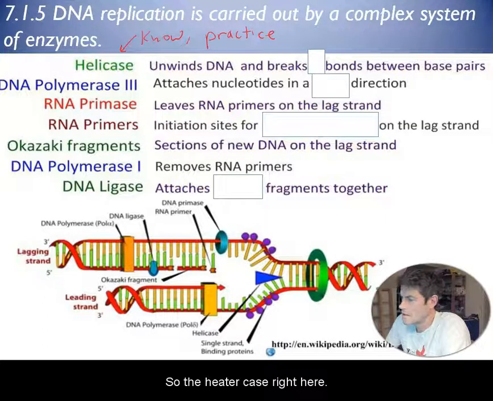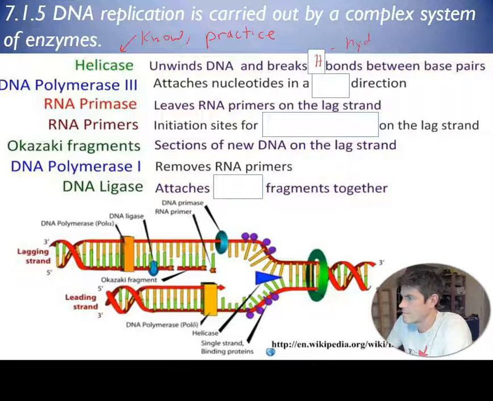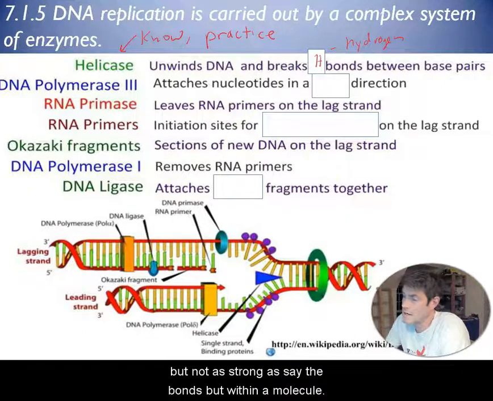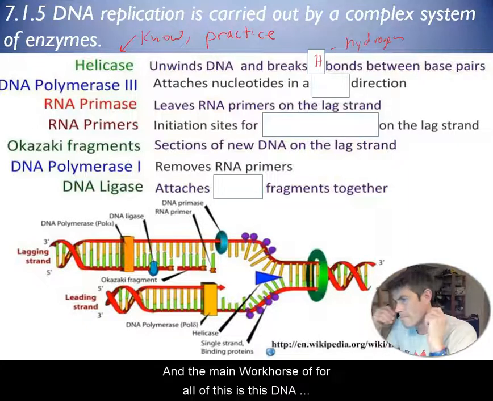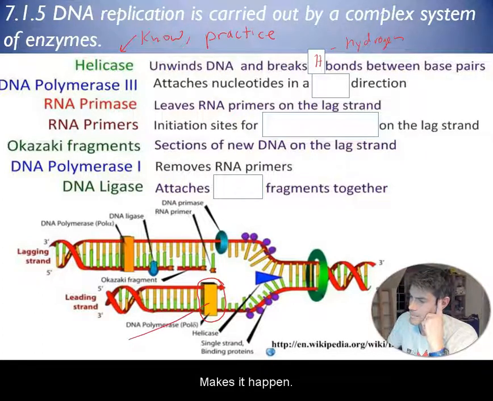So the helicase right here breaks hydrogen bonds. The H stands for hydrogen. Between the base pairs in the middle. It's a fairly strong bond, but not as strong as, say, the bonds within a molecule. And the main workhorse for all of this is this DNA polymerase. That's the main enzyme, I would say, that makes it happen.